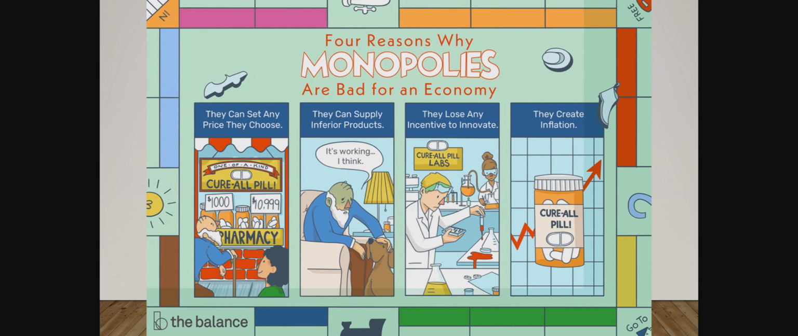So 4 reasons why monopolies are bad for an economy. They can set any price they choose, which is horrible. They can supply inferior products, so the product could possibly be better, but because they have no competition, they have no urgency or need in order to improve their product. They lose any incentive to innovate. That's because of lack of competition. And they can create inflation, so by driving prices up and no competition, they're causing inflation to occur.